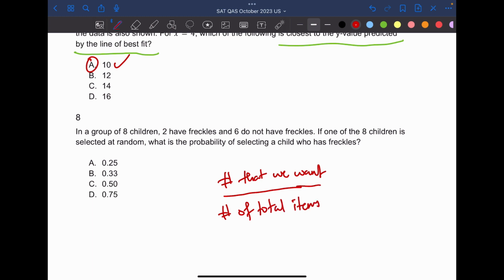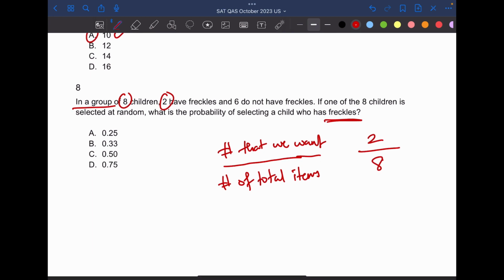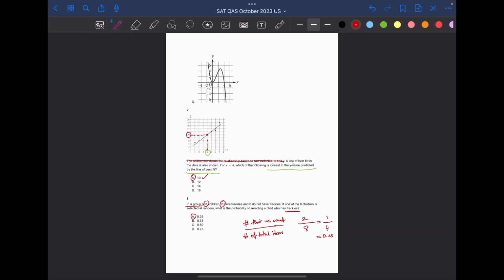So yeah, once again, what is the number that we want? If we're looking for people who have freckles, there's only 2 of them. So we're going to have 2 on top. But then for the bottom, it's the total number of items. In total, we have 8 children because it's a group of 8 children. So it will be 2 over 8. If you put this on a calculator, which I don't think you need, this would be equal to 1 over 4, which is equal to 0.25 as a decimal. So yeah, that's it for question number 8, and we are done.